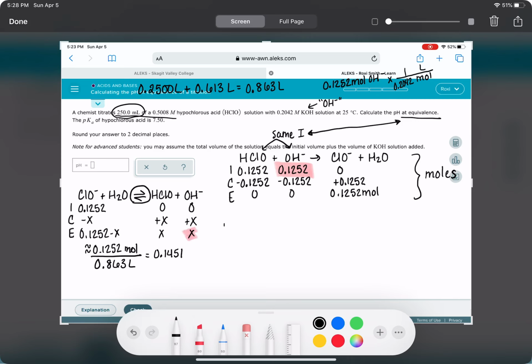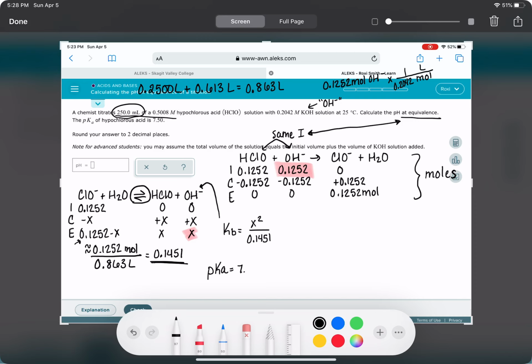We need to solve for X in order to be able to calculate the pH. To solve for X, we have to write an equilibrium expression. This is going to be a Kb because we're producing hydroxide. This Kb is going to be X squared over 0.1451. Remember here we're using molarity. We're not using moles. We're using the molarity. And what is our Kb? We don't have that. We have a pKa. They're just making us jump through all the hoops.